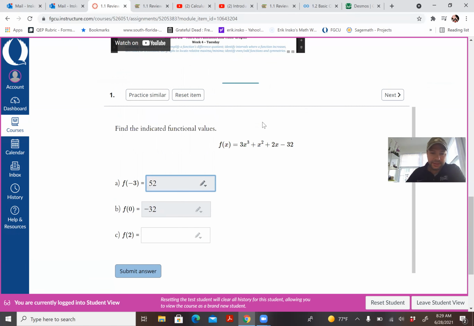Okay, and the last thing is f of 2. So f of 2 means I want to plug in a 2 anywhere where I see an x. So 3 times 2 cubed plus 2 squared plus 2 times 2 minus 32. Okay, so 2 cubed is 8, so 3 times 8 is 24, and then I'll have a 2 squared is 4, and a 2 times 2 is 4, and then finally a minus 32. So what's that? That's 24 plus 8 minus 32. I think that's 0.